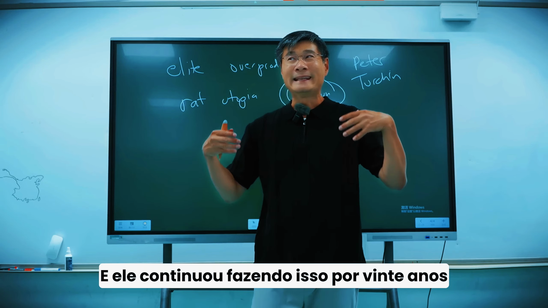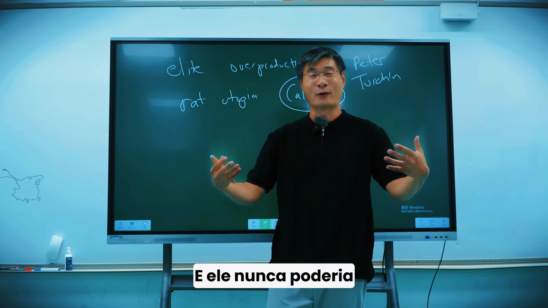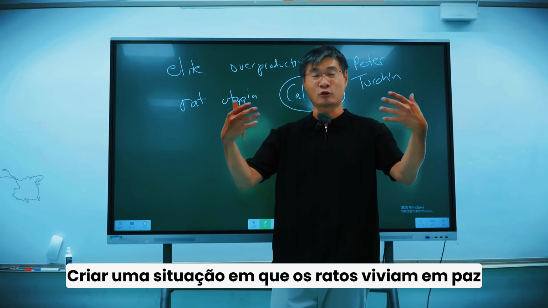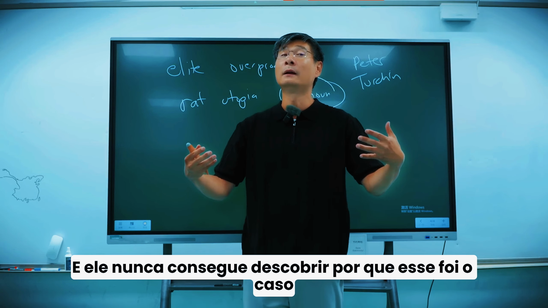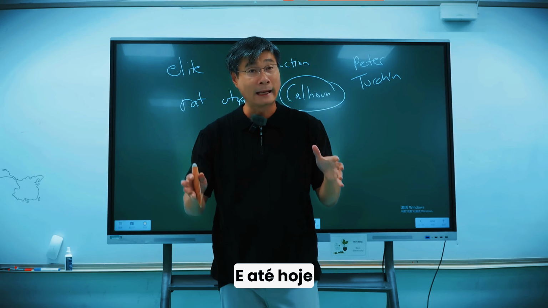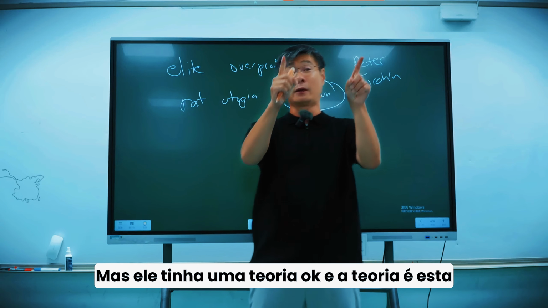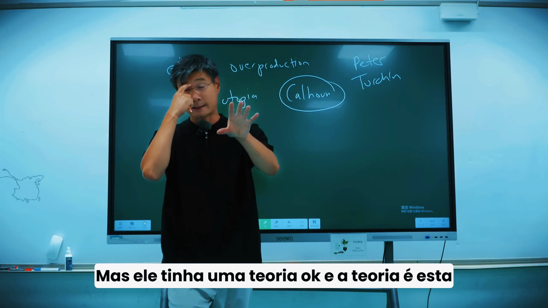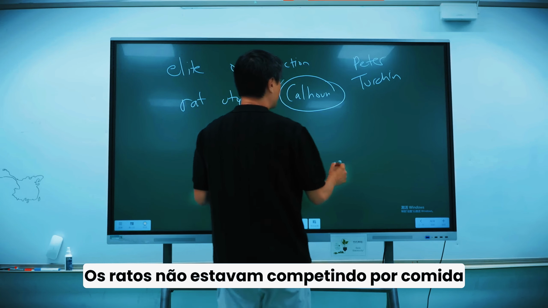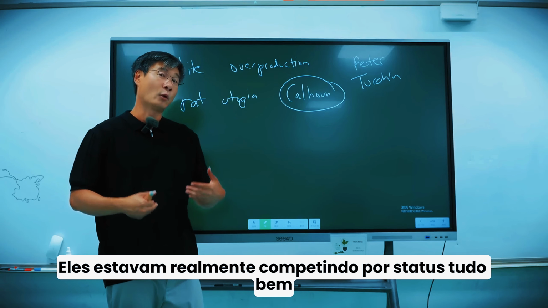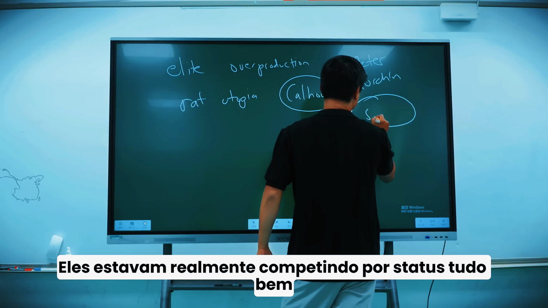And he kept on doing this for 20 years. And he could never, ever create a situation in which the rats lived peacefully. And he could never figure out why this was the case. And even today, there's a huge debate as to why this is the case. But he had a theory, okay? And the theory is this. The rats were not competing for food. They were really competing for status. All right.